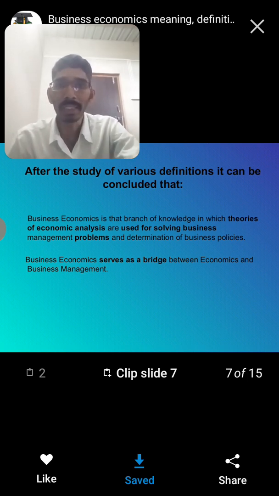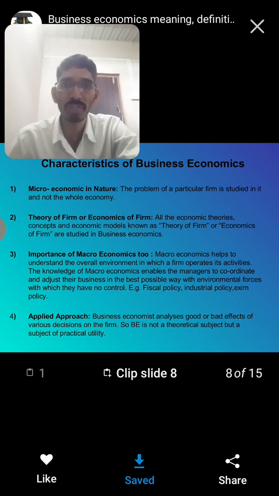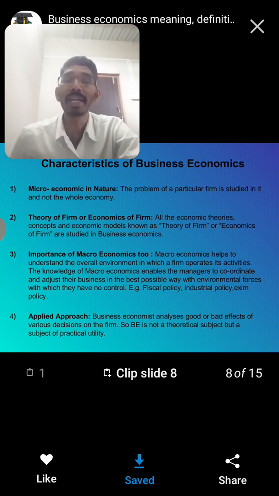Now, what are the characteristics of business economics? Dear students, please keep your notepad and note the points I am telling you. The first one is that it is microeconomic in nature. Business economics is concerned with the micro study of a particular firm of the economy, not the whole economy.